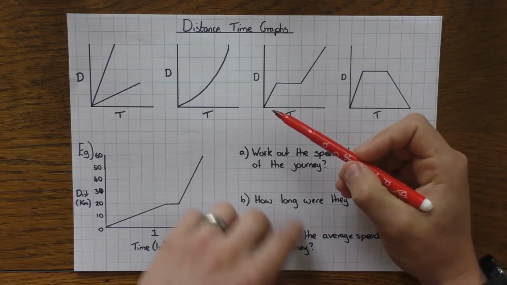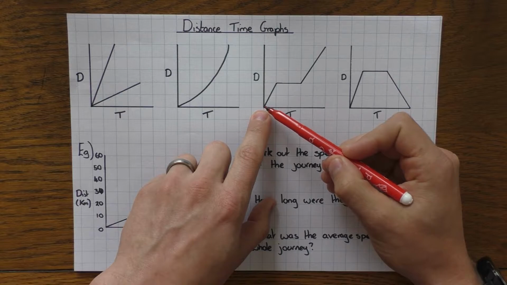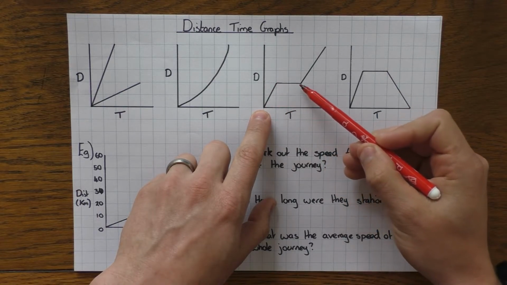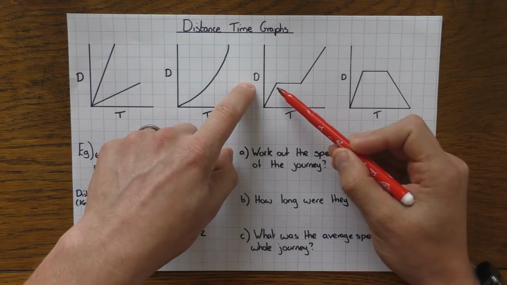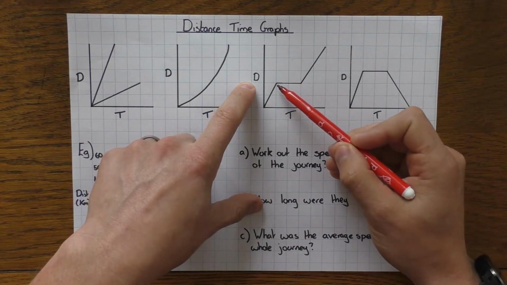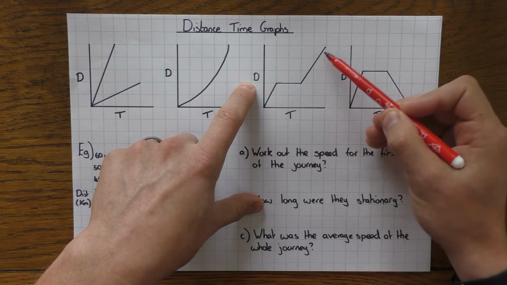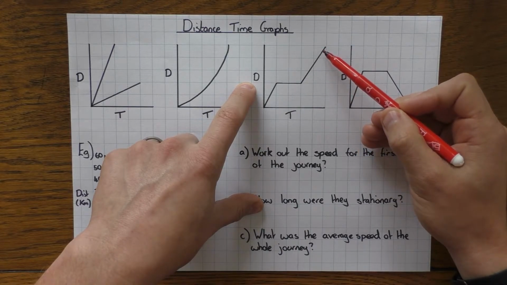The next thing is what it means when it's a flat line. So here we have it travelling at a constant speed, then it stops, and it's a flat line. If it's a flat line, in other words, the distance stays the same, it means that whatever is going on, whether it be walking, driving, or whatever, they've stopped. They're stationary. They are not moving anywhere. And of course, this bit here they would be carrying on their journey at a constant speed again.